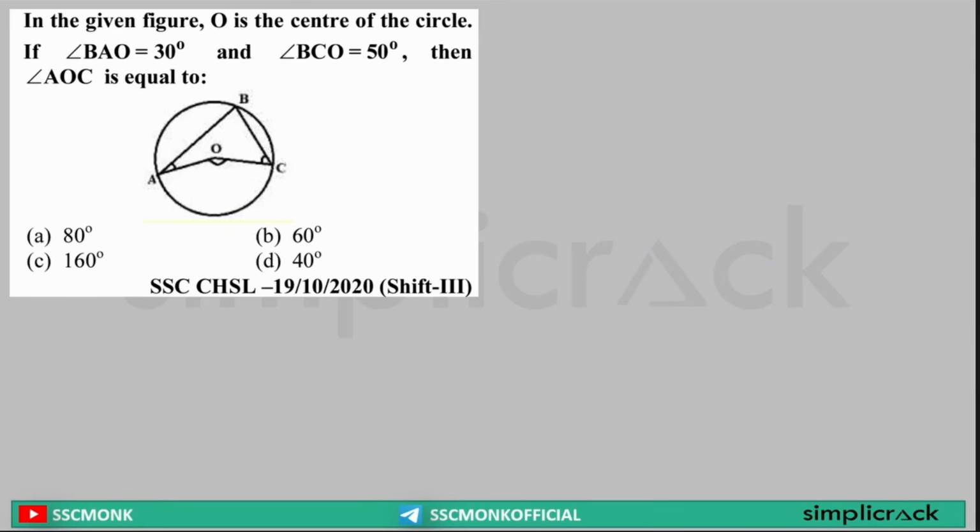Next. In the given figure, O is the center, perfect. BAO 30 degree. Okay, BCO 50 degree. What is the value of AOC? See, very simple. If I join this point, this is also radius. In this triangle OAB, this is 30 means this is 30 degree. In this triangle OCB, this is 50 means this is 50 degree. Now see, 50 plus 30, 80 degree. See, if this is 80 degree, that means this angle is what? 2 into 80 degree. That is 160 degree. Clear? Yes or no? Next.